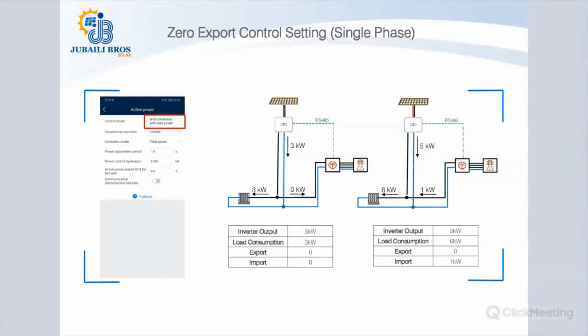So here the 5 kilowatt inverter is reduced to 3 kilowatt production and zero power is exported back to the grid. And for using this function, it's a must to have a power sensor. This function can be enabled and disabled using the FusionSolar application.